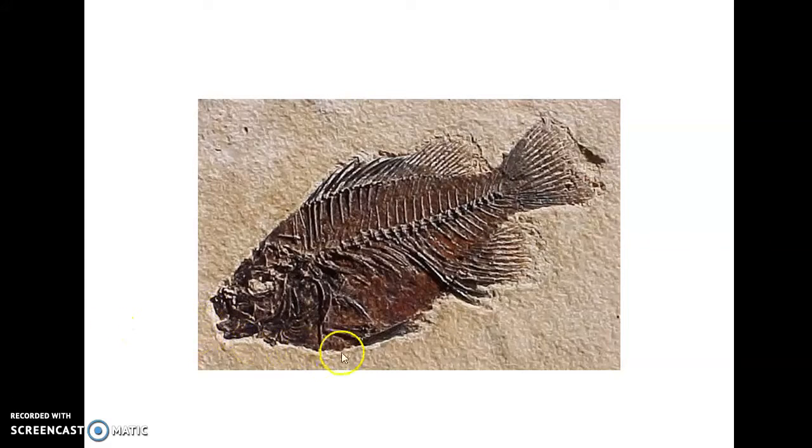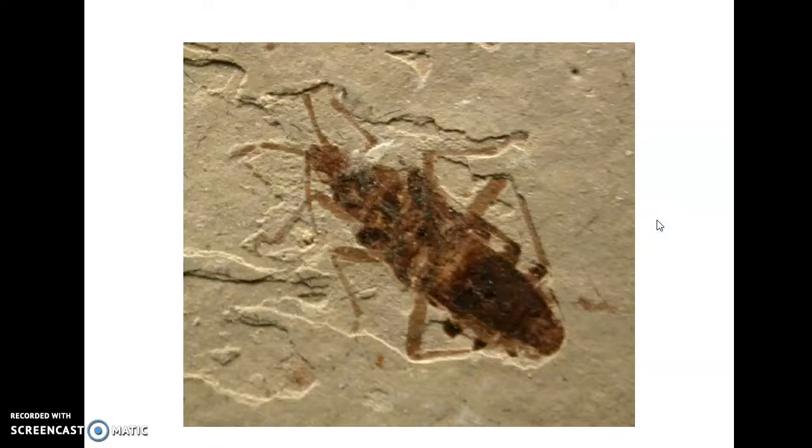Here we can see a fossil fish. Fish are very common fossils because, again, they have that skeleton, that bone-like structure. So fossil fish are actually pretty common. Here's a fossil insect. And again, under the right situations, even insects can be fossilized. If we have rapid burial and fine sediment, we can indeed get fossil insects even.